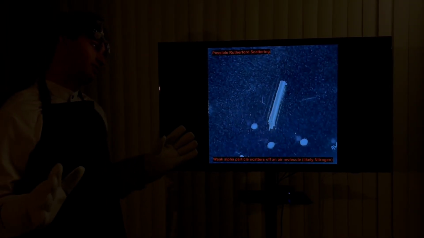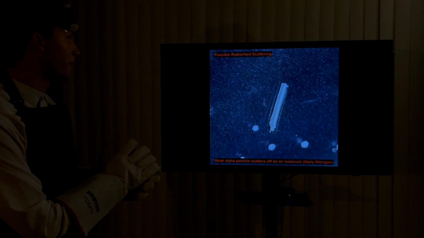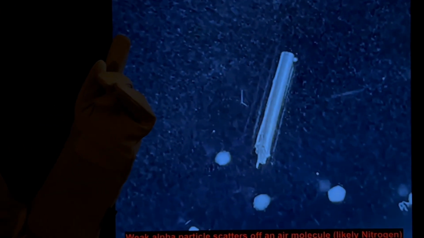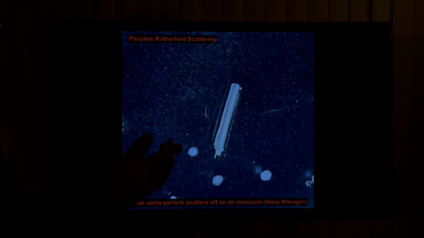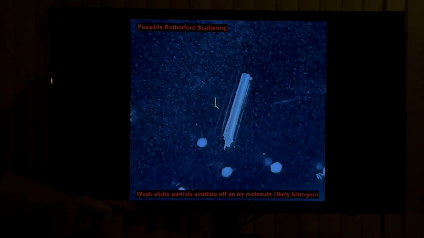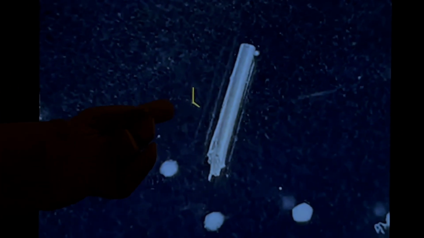This is the coolest one of all. Possible Rutherford scattering. This is an alpha particle hitting the nucleus of another atom in the air, probably nitrogen, maybe oxygen, maybe carbon, and then deflecting. Take a closer look. This is the yellow path, just to make it a little bit more obvious. Look at that. You can't tell me that's not Rutherford scattering.